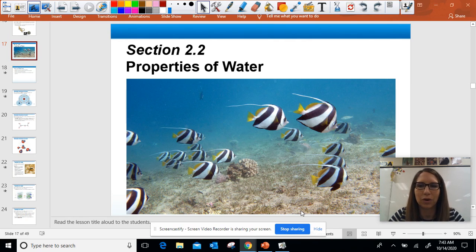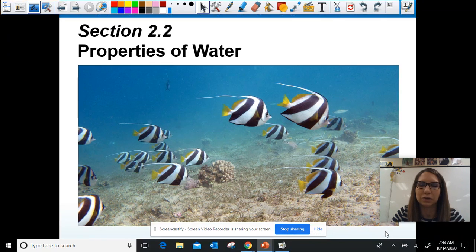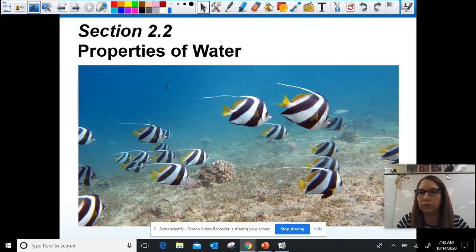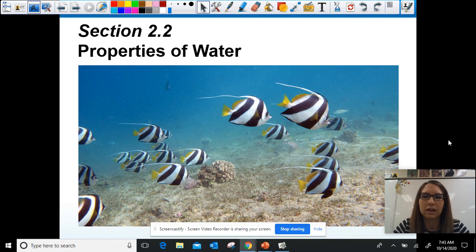But in addition to that, water is pretty unique in that it allows life forms to exist in certain ways that, scientists tend to believe, wouldn't be possible if it weren't for some of these unique properties of water that we're about to talk about here. Okay, so go ahead and put down the heading for me: section 2.2, properties of water.